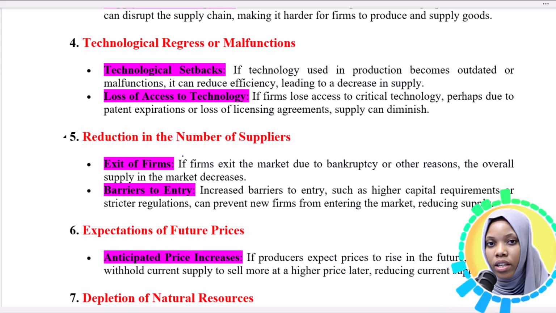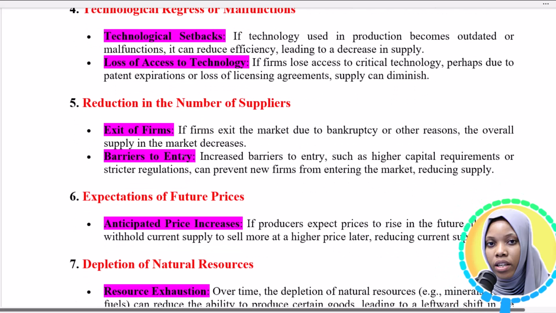Under technological setback, we say if technology used in production becomes outdated or malfunctions, it can reduce efficiency, leading to a decrease in supply. And also loss of access to a technology. If firms lose access to critical technology, perhaps due to patent expirations or loss of licensing agreements, supply can diminish, leading to a leftward movement in the supply.